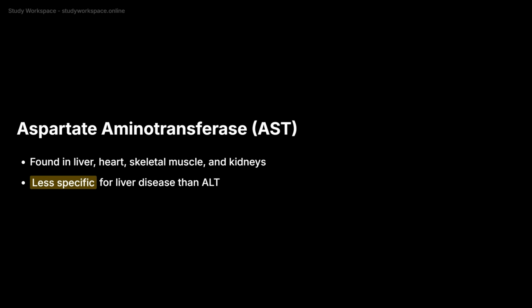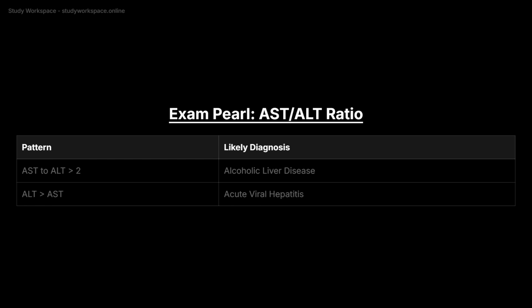Next is aspartate aminotransferase, or AST. Unlike ALT, AST is found in the liver, heart, skeletal muscle, and kidneys, so it is less specific for liver disease. One important examination pearl is the AST to ALT ratio. If the ratio is greater than 2, think alcoholic liver disease. If ALT is higher than AST, think acute viral hepatitis.